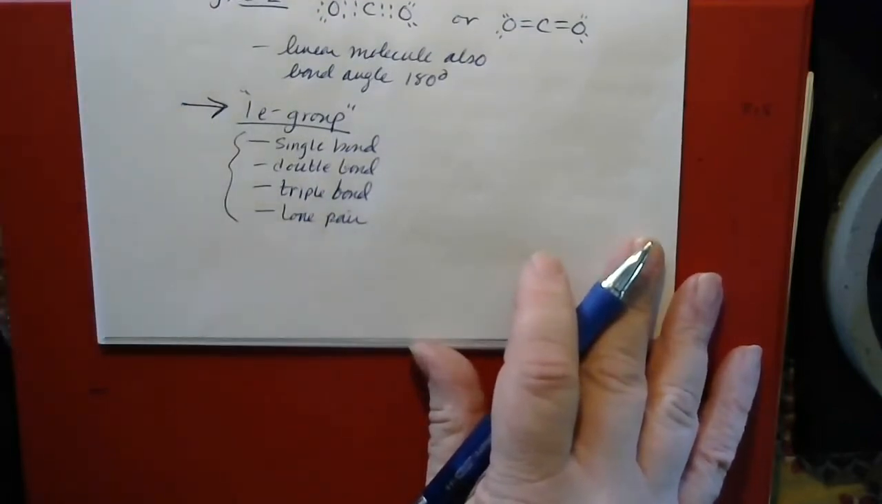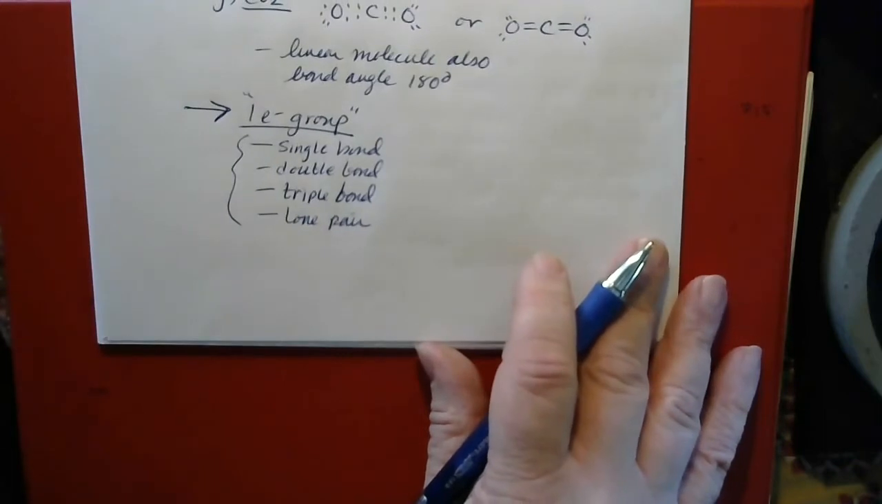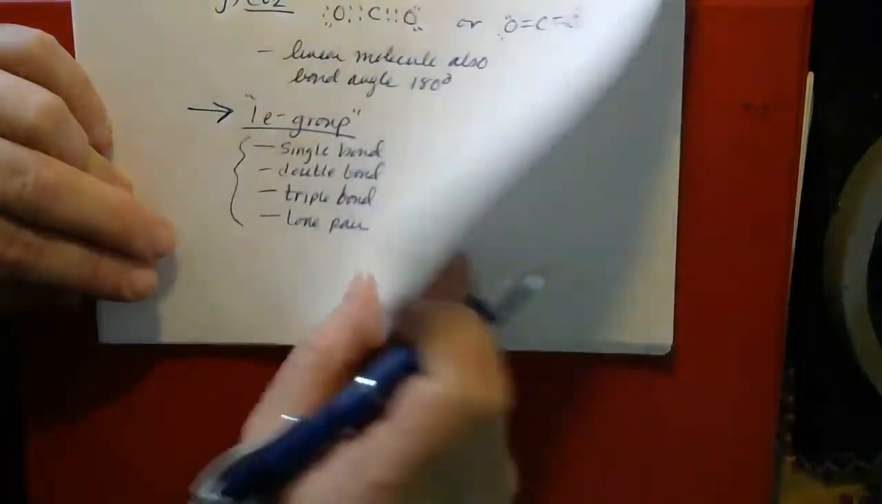Each of these counts as one group or one region of occupation when it comes to electrons. So you have to keep that in mind when you're doing Lewis structures and then trying to go beyond that and figure out what the shape of the molecule is. A double bond counts as one group or one region. The triple bond, that's one group or one region, and so on. Okay, so what if you have 3 electron groups?